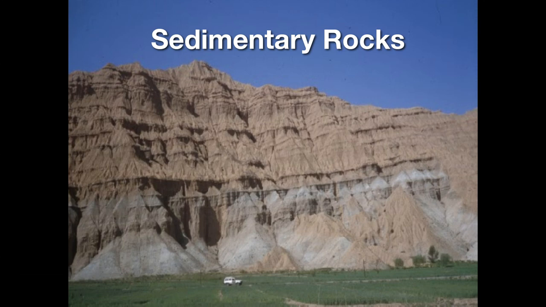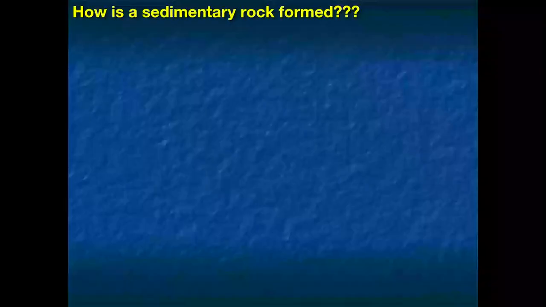If you look at the bottom part of your screen, you see a little truck, SUV, it looks like, that's down there, and that's life size. That kind of gives you an idea that the amount of sedimentary rocks found on the Earth's surface is tremendous. And here you can see that the sedimentary rocks are typically layered. So how is a sedimentary rock formed?